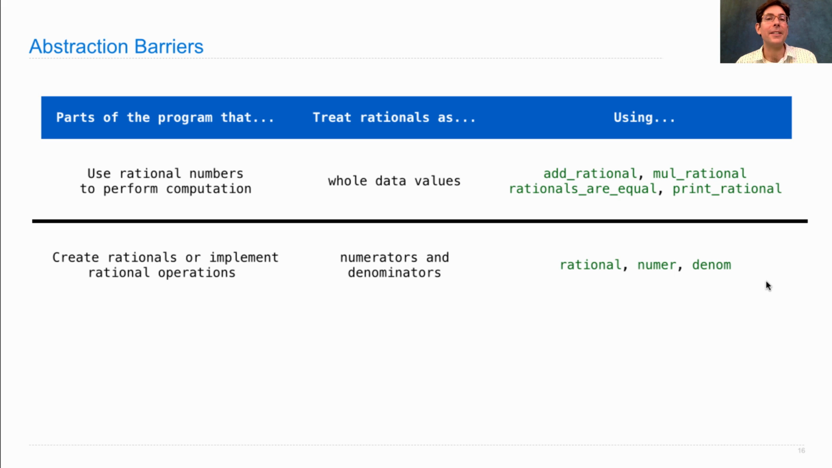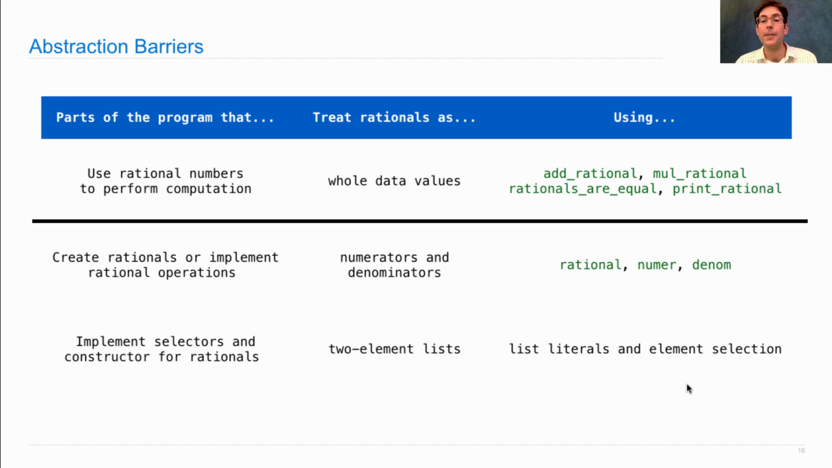So what if we go one layer down from that? Well, there are parts of the program that implement selectors and constructors for rationals. And those implementations of rational, numer, and denom treat rational numbers as two-element lists. So they do understand their whole data values, that they consist of numerators and denominators, and then we have a further detail that the numerator and denominator are glued together using a list. So for this, we use list literals and element selection.